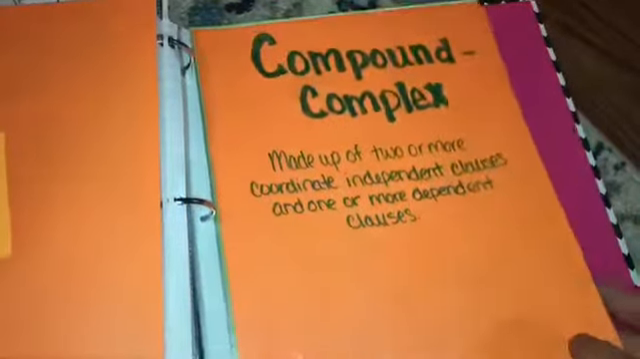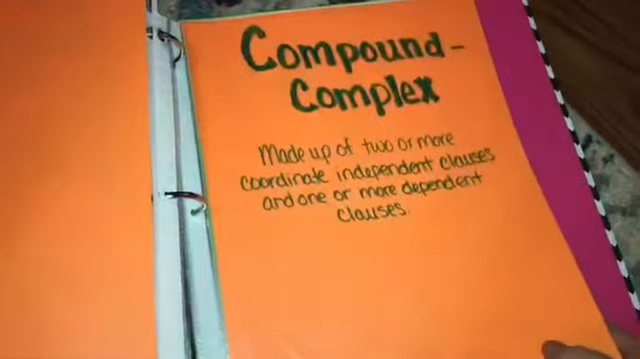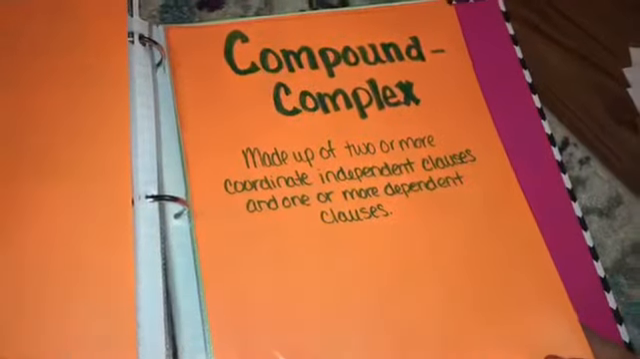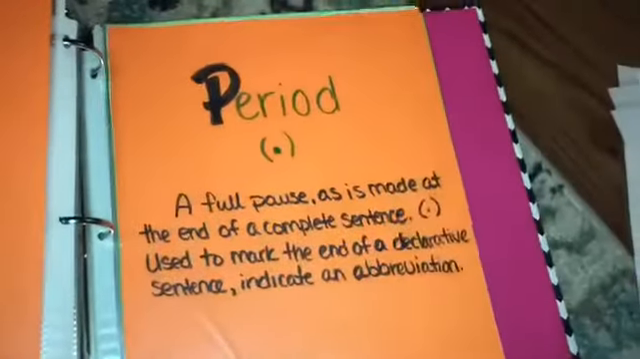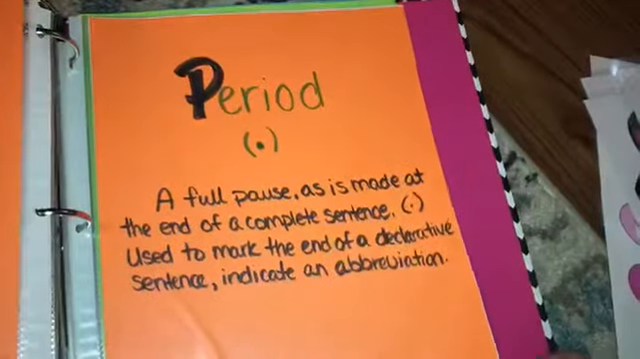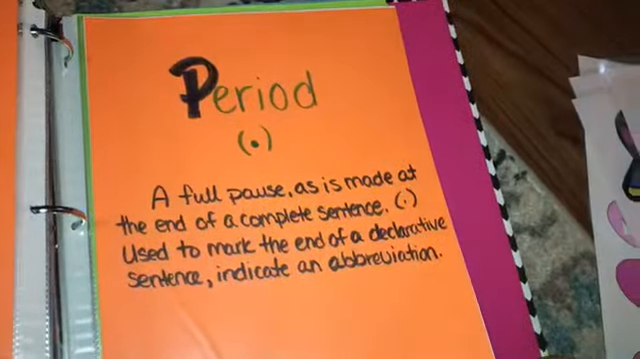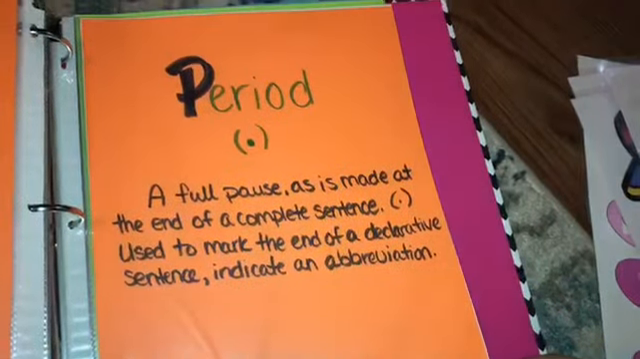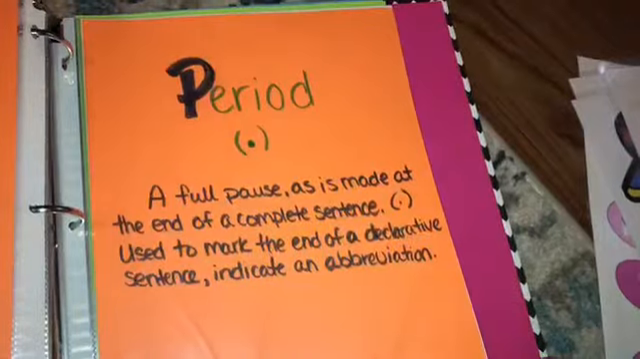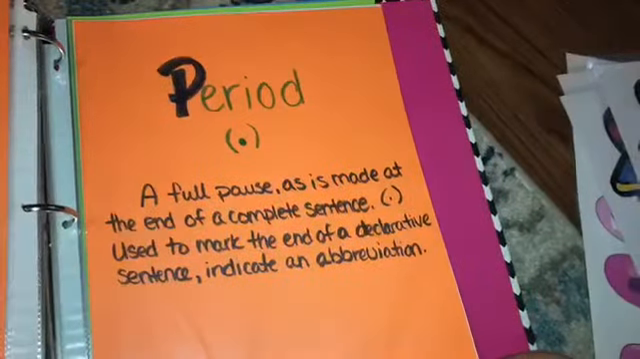Compound complex, made up of 2 or more coordinate independent clauses and one or more dependent clauses. And then we'd use the same example as the other ones. And then we're moving on to period, a full pause as made at the end of a complete sentence. And it shows you pictures of what it looks like. It's used to mark the end of a declarative sentence, and it can indicate an abbreviation.